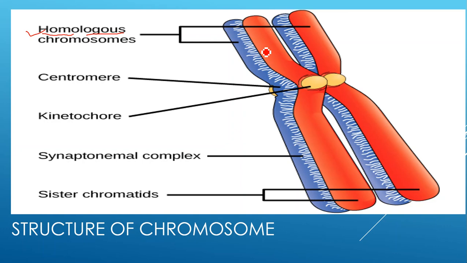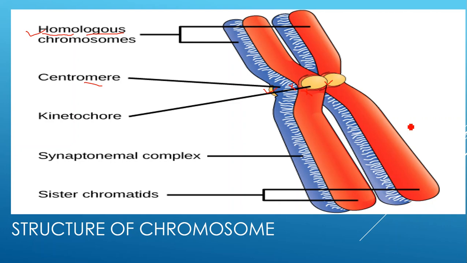Okay, why are they present in pairs? Because, and they are different in color too, because they are obtained from different sources. One source is mother and the other source is father. That is why they are called homologous chromosomes. Now you can see it is marked centromere. This location, this one and this one is centromere, and you can see these yellow color structures.